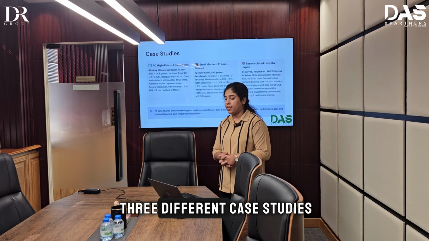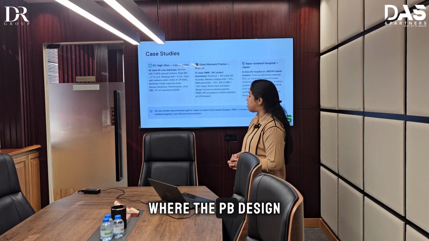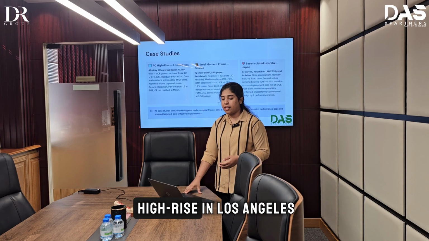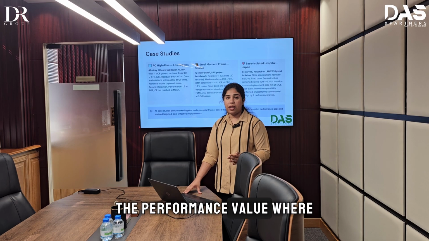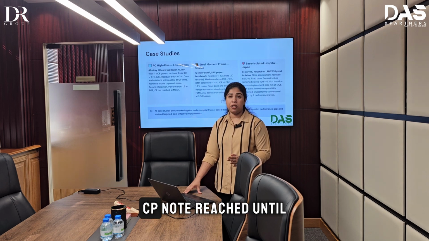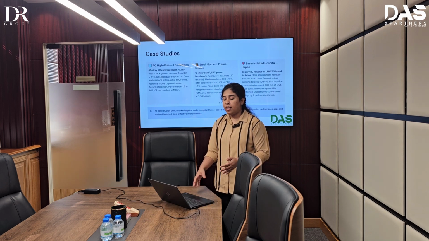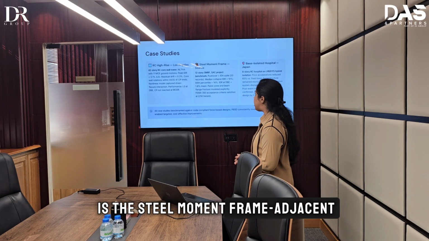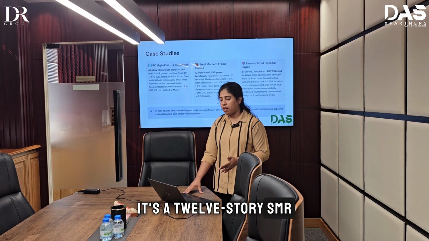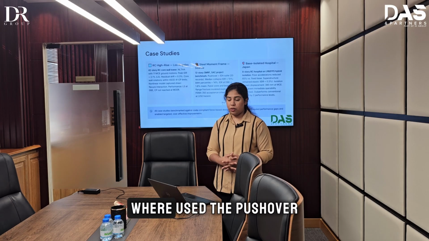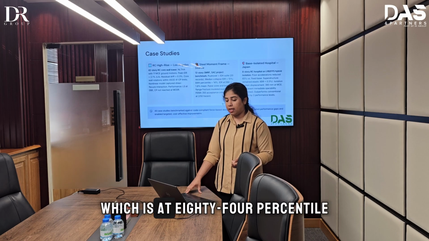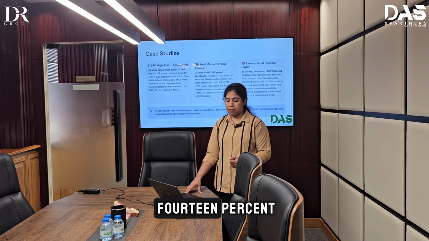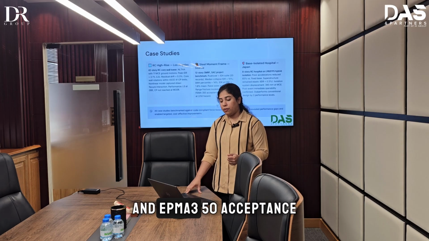These are the three different case studies where PB design is used. First, an RC high-rise in Los Angeles, a 42-story RC core wall tower. The performance objective was set as LS at DBE, with CP not reached until the MCE. The next example is a steel moment frame in Seattle. It's a 12-story SMRF, the SAC project benchmark, where the pushover plus IDA suite was used. Median collapse IDR is 10%, and at the 84th percentile it is 14%. And FEMA 350 acceptance criteria were satisfied at the 2/50 hazard.